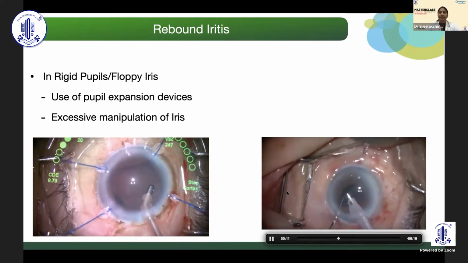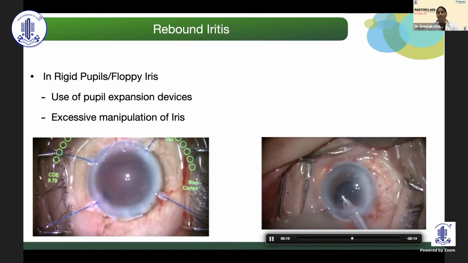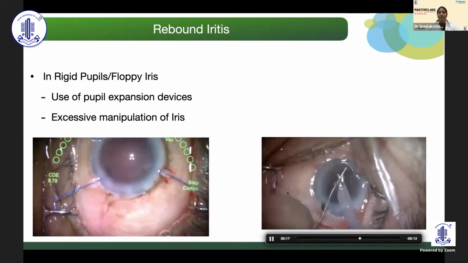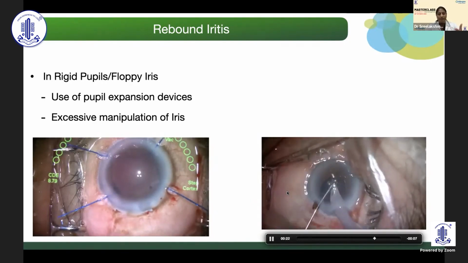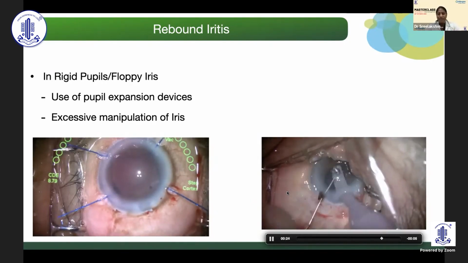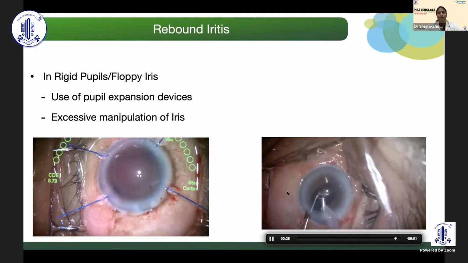So you see there is so much manipulation. Your iris starts collapsing. Once your pupil gets constricted, you're unable to remove the nucleus entirely, and you miss out some cortex as well. And with this much manipulation, you are bound to get rebound iritis.